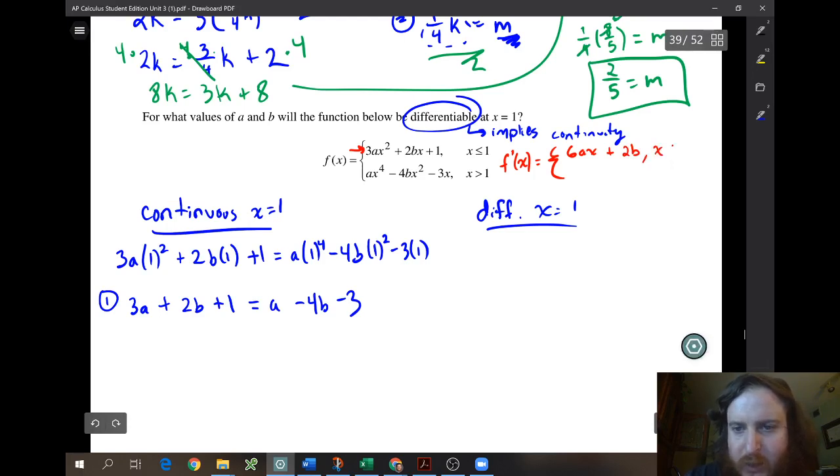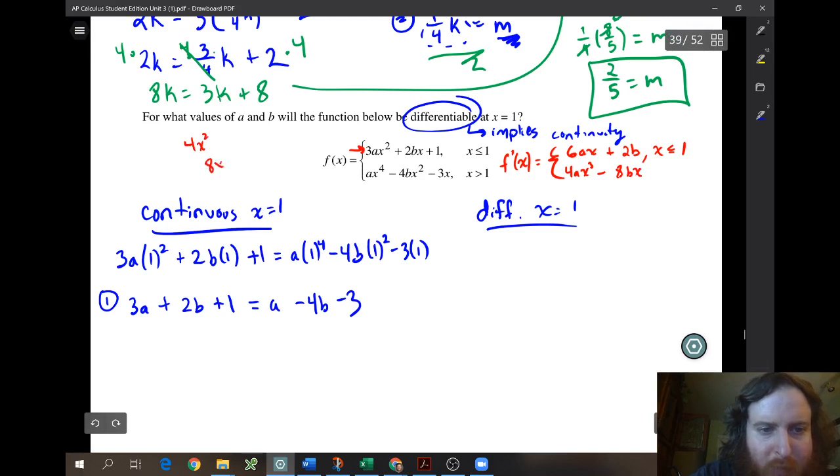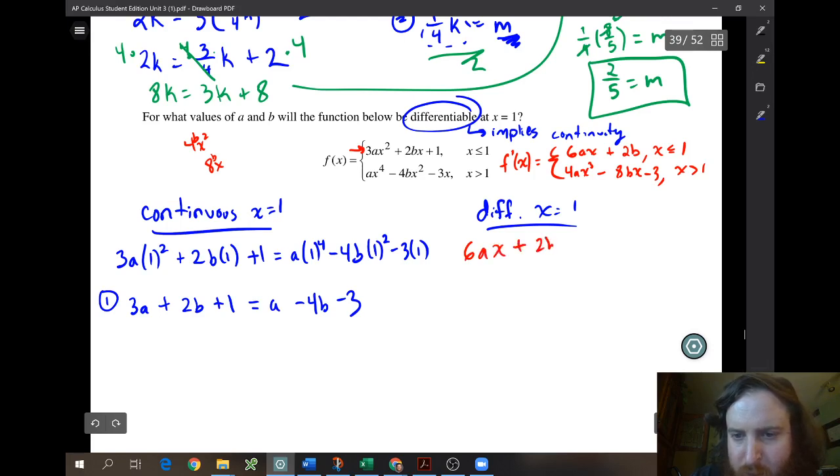This is going to happen when x is less than or equal to 1. Then in our other case, we're going to get 4ax cubed. The a is just a constant. It hangs out. Minus 8bx. Imagine what the derivative would be without the b, like the derivative of 4x squared would be 8x, and then just add the b back in. And then minus 3, that's when x is greater than 1. So we're going to set those two equal to each other. 6ax plus 2b will be equal to 4ax cubed minus 8bx minus 3.